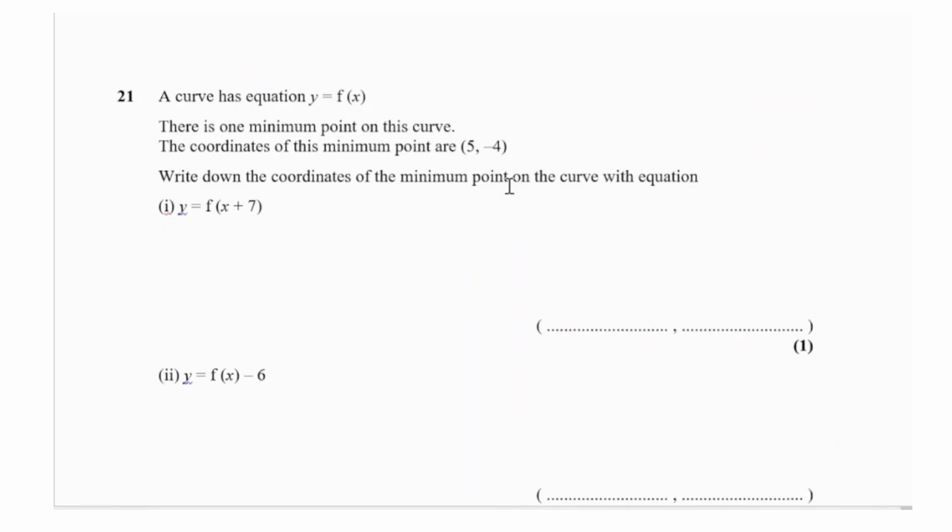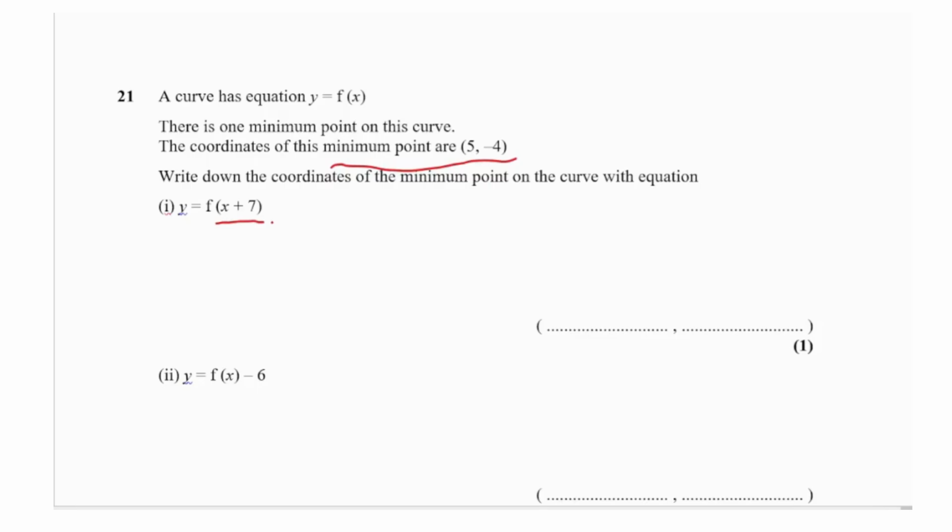Okay, this is paper IGCSE 2024 paper 1H. Let's see the question. The question is saying, the curve has equation y equals f of x. There is one minimum point on the curve and the coordinates of the minimum point are (5, -4). Write down the coordinates of the minimum point when the function is f of x plus 7.